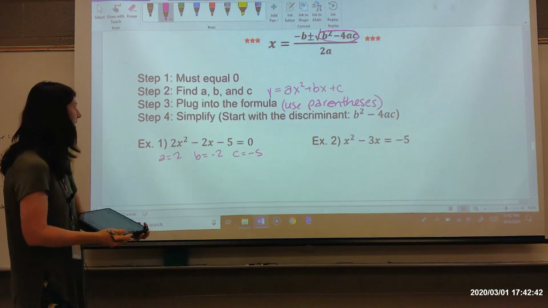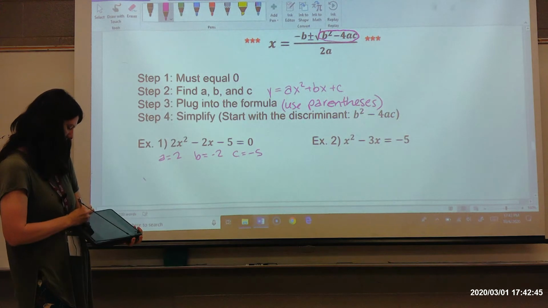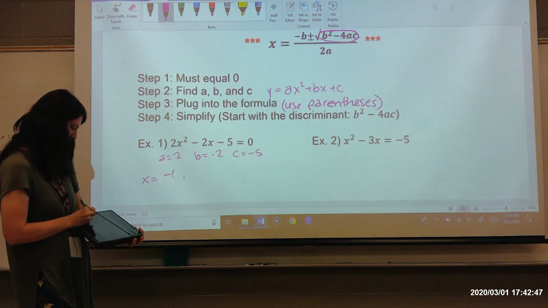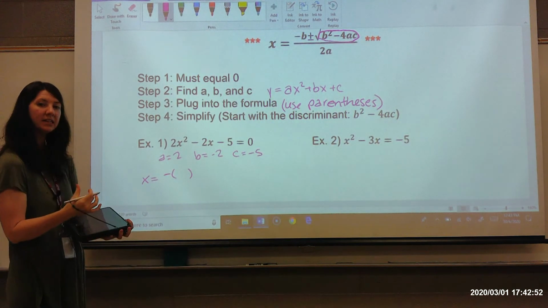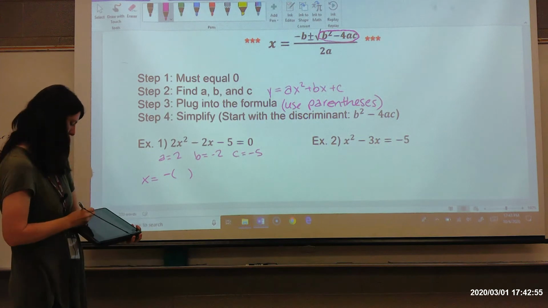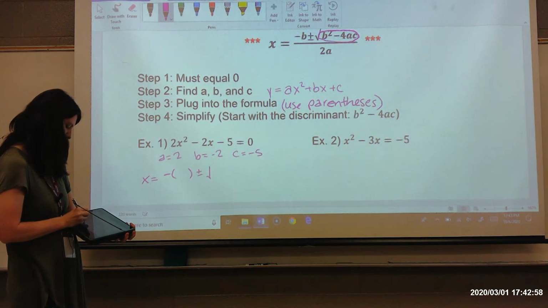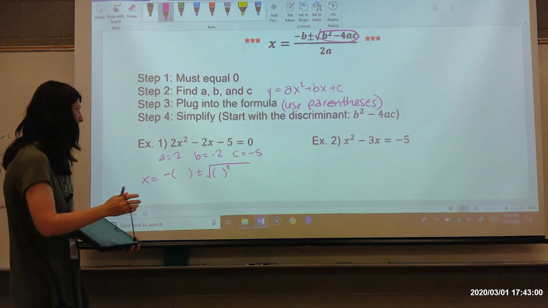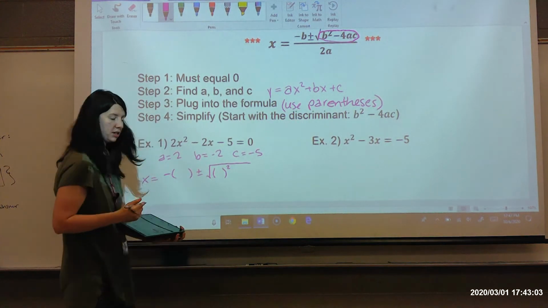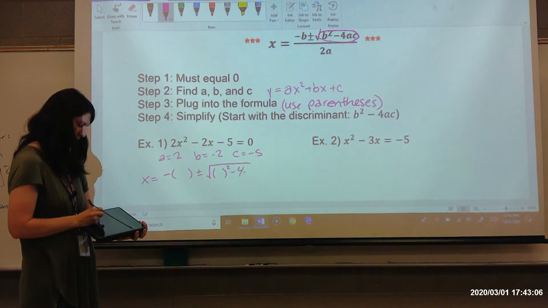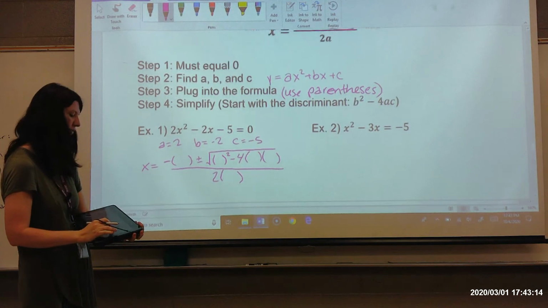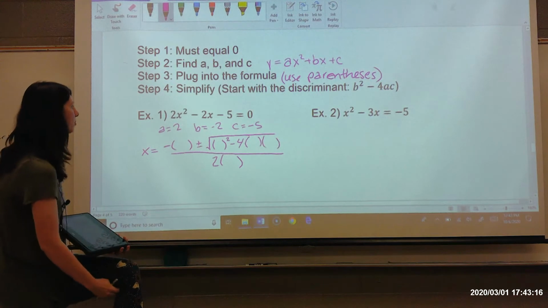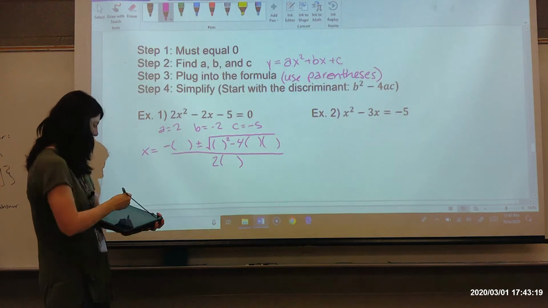So here's my formula. x equals negative b. So notice what I'm doing down here. I am actually going to just put parentheses where I need to plug in my numbers. So plus or minus the square root of b squared. Notice the square is after the parentheses here. Minus 4 times a times c, all divided by 2 times a. Okay, the more you use this formula, the easier it'll be to memorize it, and you'll be able to do it quickly. So now I'm just going to go through and plug in my numbers where I need it.